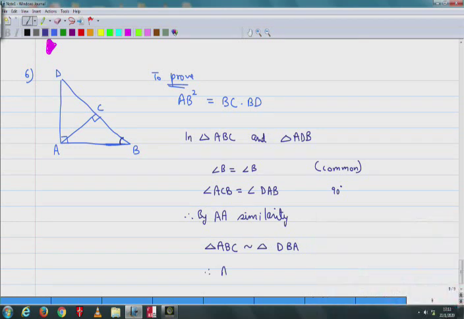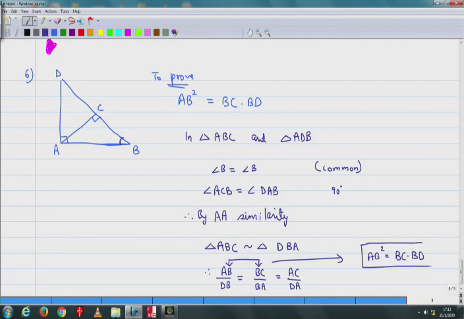So if the triangles are similar, then the ratio of sides are equal. Therefore, AB over DB is equal to BC over BA, which is equal to AC over DA. So now from these two, if we cross multiply, what will we get? AB square is equal to BC into BD. That is the proof which we have to do.